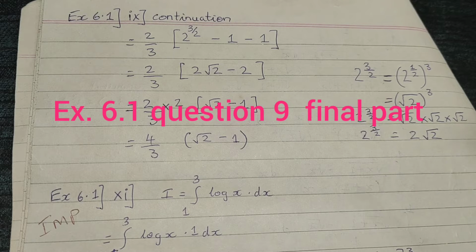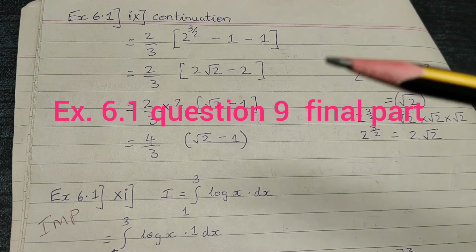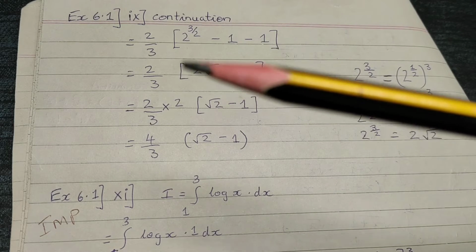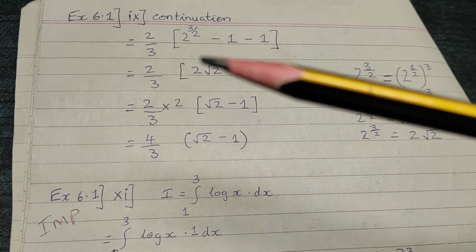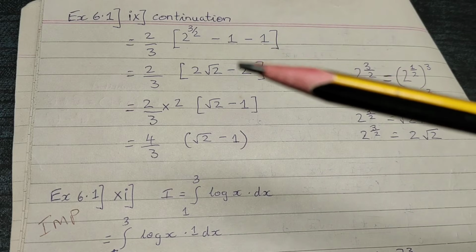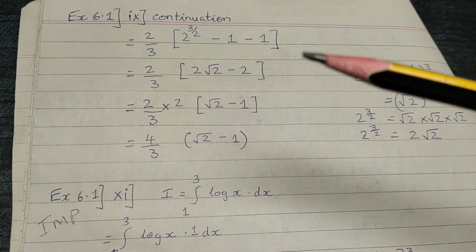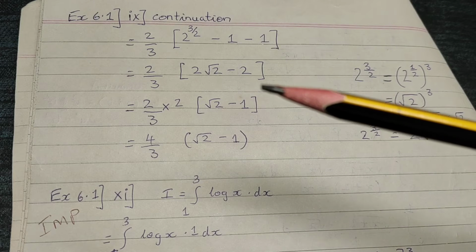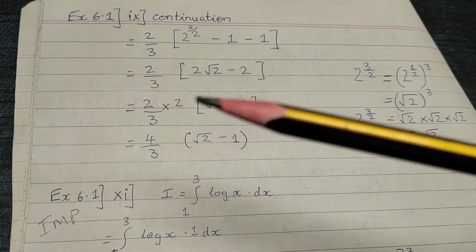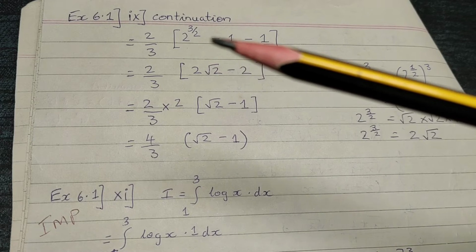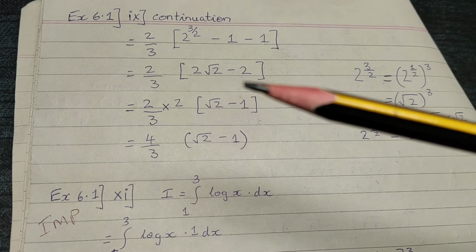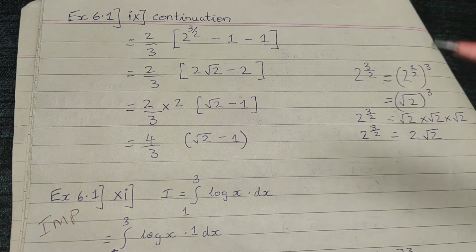Now we are continuing 6.1, the ninth question. 2 by 3 we had taken it outside. 2 raised to 3 by 2 minus 1 minus 1. This we had got previously. The minus 1 and minus 1 will become minus 2, and 2 raised to 3 by 2 will become 2 root 2. Now how did it become 2 root 2?